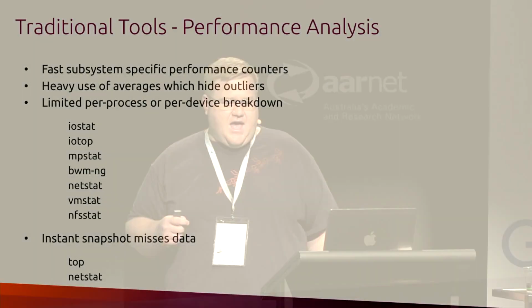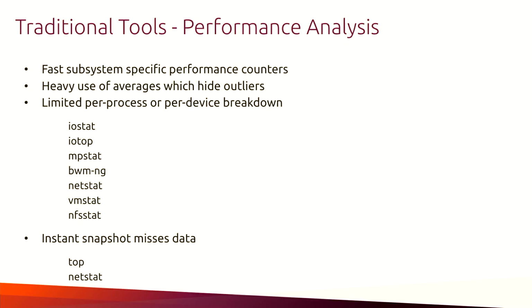So in the performance analysis bucket, we have some traditional tools that you might be familiar with. These are things like iostat or top, vmstat, nfsstat, bwm-ng, all these kinds of tools. And what most of these tools are doing is they're very fast. They don't typically impact our system performance because they're looking at some kind of performance counter that usually the kernel is already taking care of and counting for us. How many transactions are going through a network card or a disk or something to do with a process.